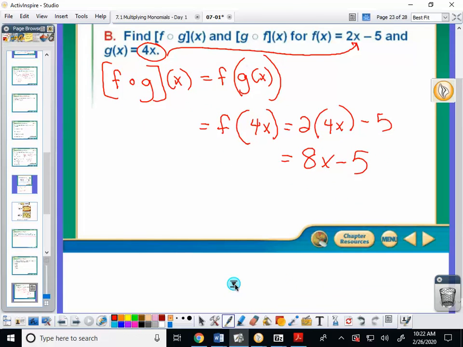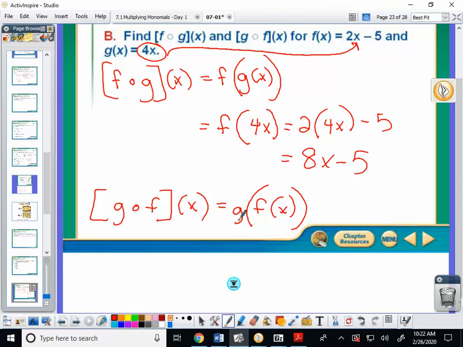Let's go the other direction. Now let's do g composite f of x. g composite f of x means I'm taking what function? Taking f and putting it into g. So we take our f function and put that function into g.